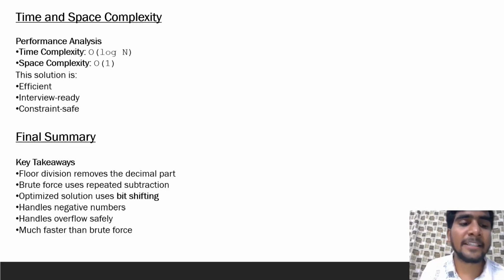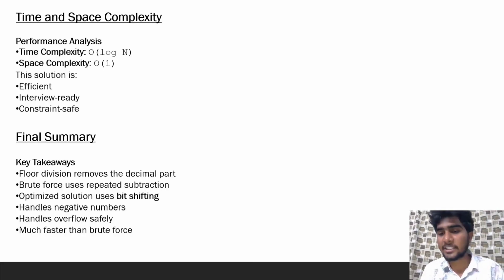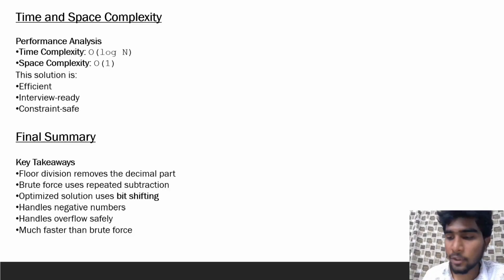So finally, float division removes the decimal part. Brute force uses repeated subtraction, handles negative numbers, handles overflow. This is much faster than brute force. So by using bit manipulation and left shift operator, we can divide two integers effectively without using division, multiplication or modulo operator. This optimized approach is much faster than brute force and works well even for large numbers.